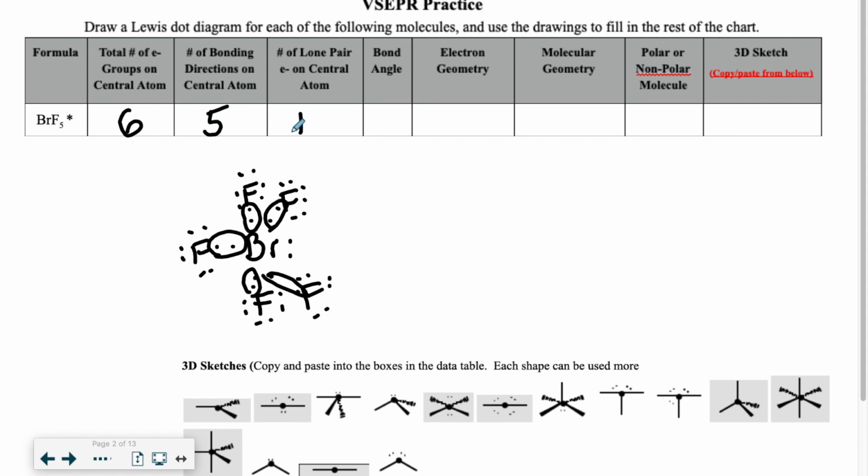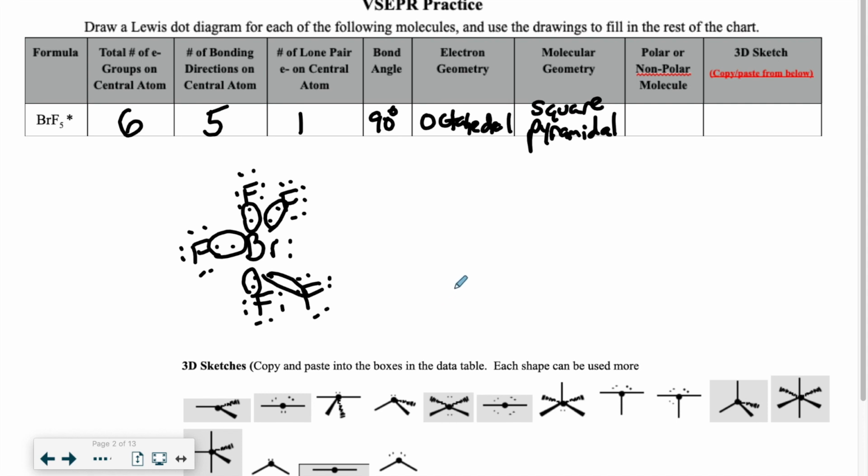So now what you would do is you go to your reference sheet, you go into the row of 6, and that means that you're going to have an octahedral geometry name. Octahedrals have bond angles of 90 degrees. And then for the molecular geometry, I'm going to look at the 5 and 1 row. So that's going to be square pyramidal. And now I have to determine whether or not this is a polar or nonpolar molecule.